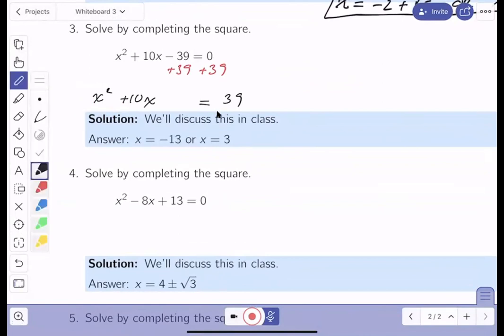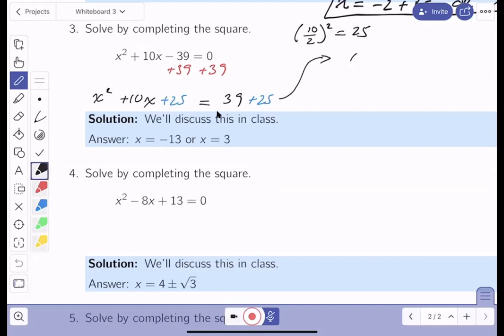Let's write this down. Half of 10 and square it. What would that give you? 25. What are we going to do now? We're going to add 25 to both sides of the equation. Don't be intimidated. What do you get here?